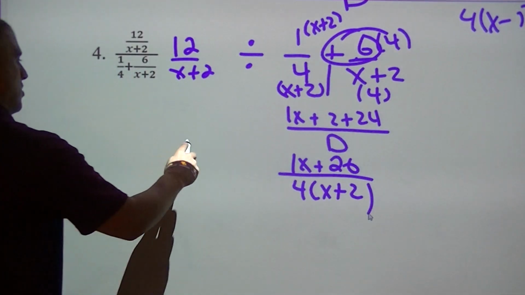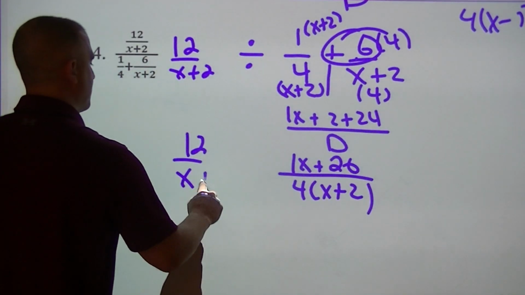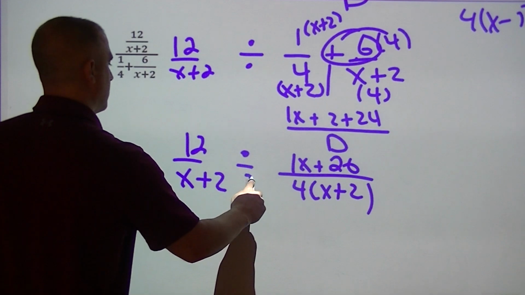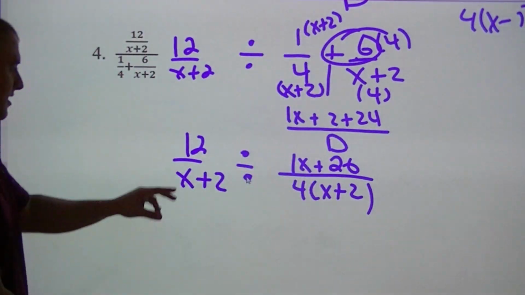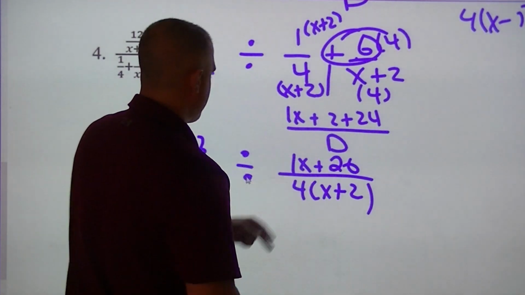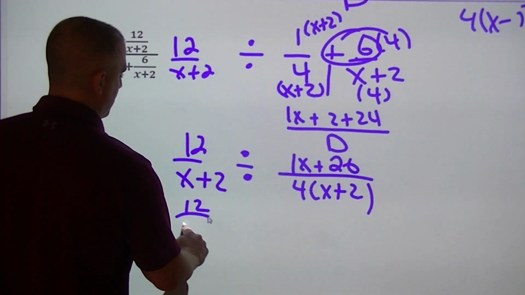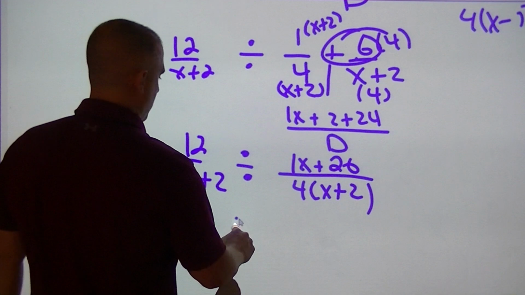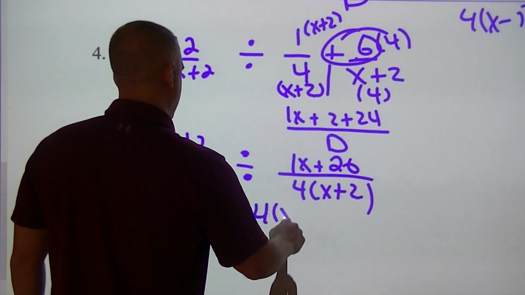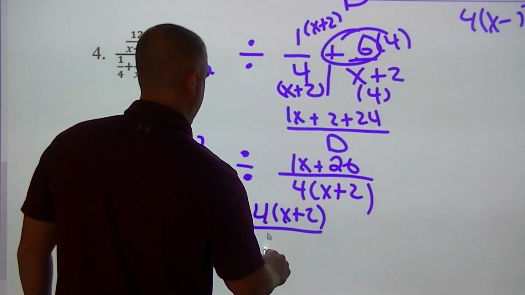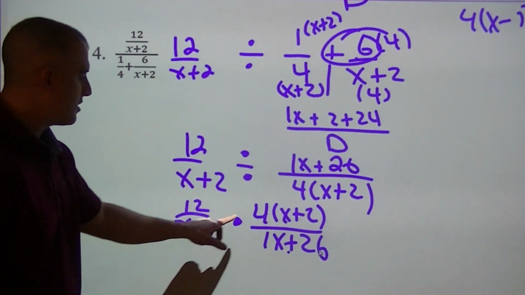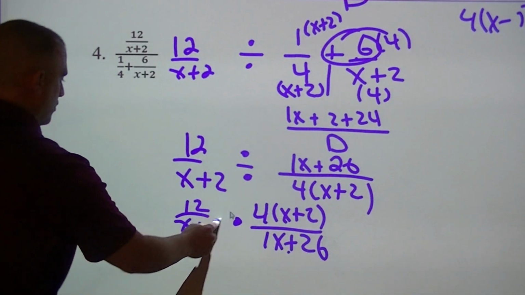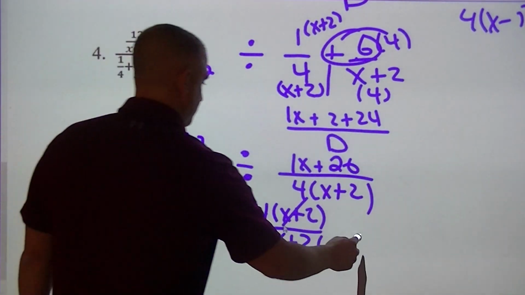Okay? Now, what I can do is I can drop this part down. Okay? So now I'm at this problem. So it's almost like I got to get this to this. Now what happens is you got to flip this second. What I saw a lot of people do was they flip this first one. Okay? So I got 4 over x plus 2, 1x plus 26. Okay, none of these reduce. This can't get any smaller.